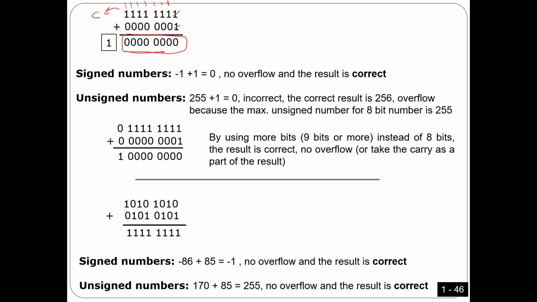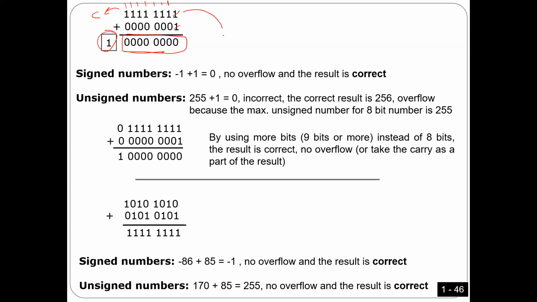Now let me ask you before we look at the answer: if this number is unsigned, is there overflow or not? Unsigned. Yes, because there is a carry here. There is a carry, so yes, there is overflow. That means if you convert this number to decimal, the answer is false. So true, 255. The first one here is 255.